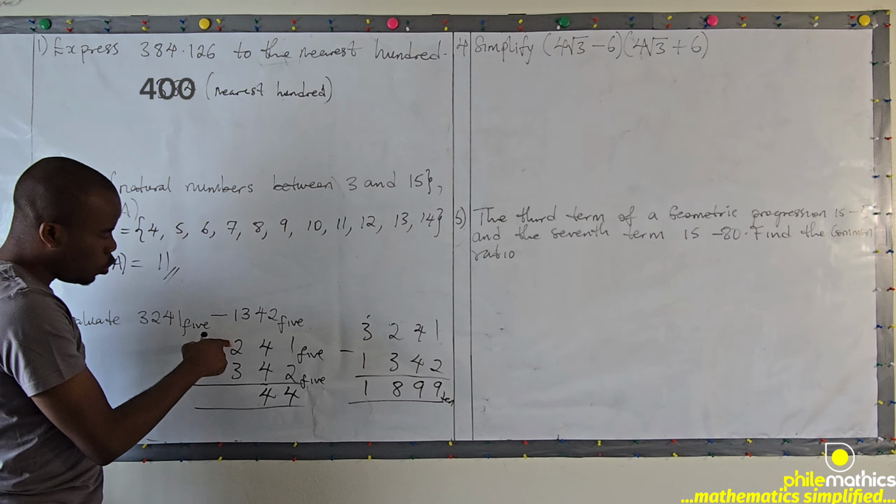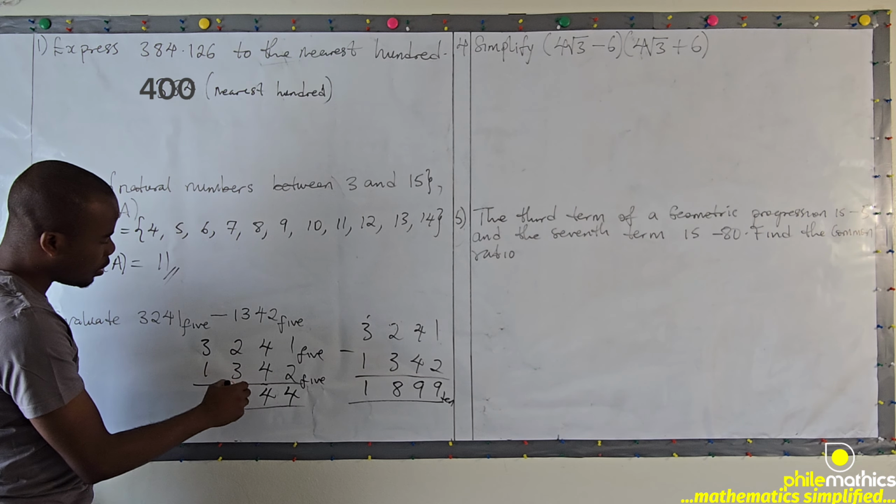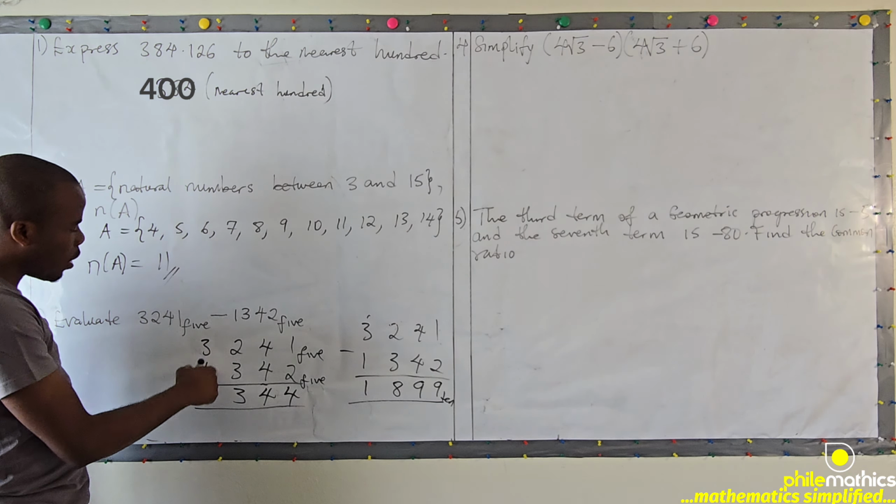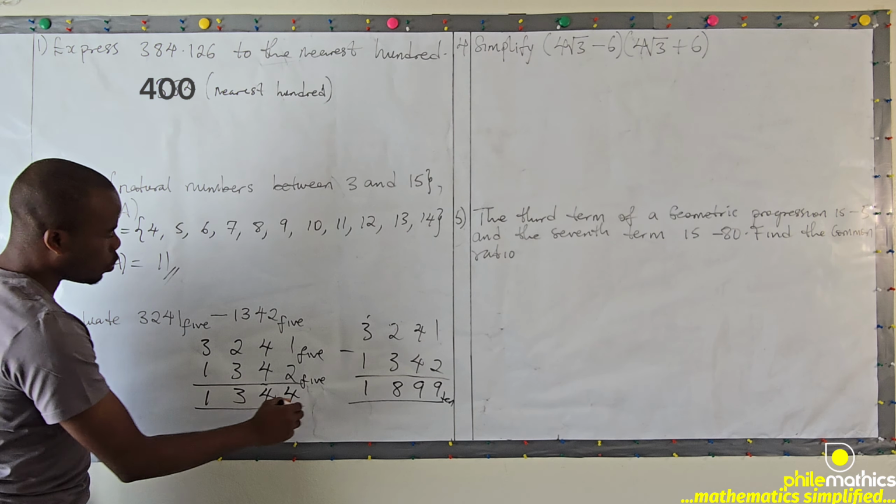We are left with 1 here. 1 minus 3, it cannot. Borrow 1 from here, add it here. 5 plus 1, 6. 6 minus 3 is 3. We are left with 2 here. 2 minus 1 is 1. So this is the answer in base 5.